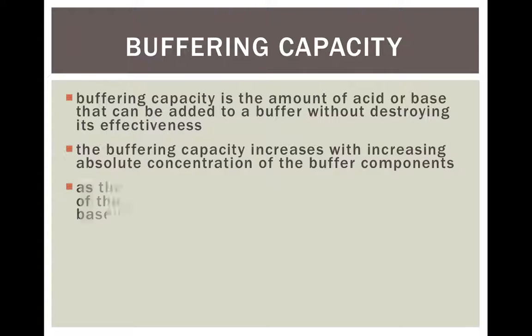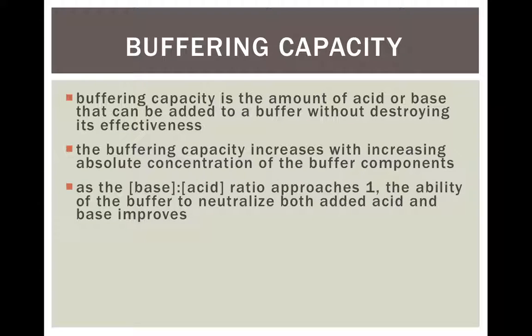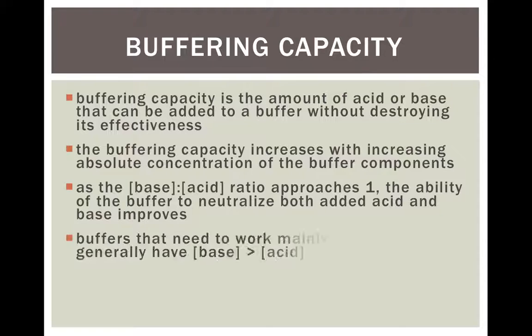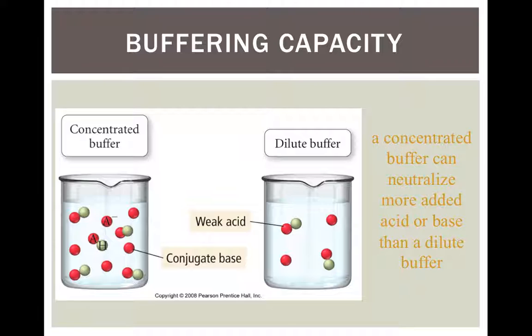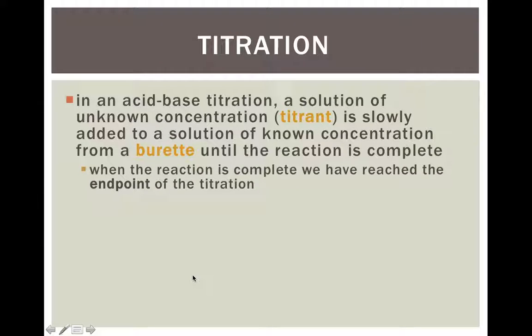So buffering capacity is the amount of acid or base that can be added without destroying the effectiveness. It increases with concentration of the components. As that ratio approaches 1, the ability improves. Buffers that need to work mainly with added acid generally have a base concentration higher than the acid, and then the opposite is true when you're adding base. It's going to have an acid greater than the base. So a concentrated buffer can neutralize more added acid or base than a dilute buffer, and the real reason is look at the amount of free anions and H pluses that are there just to absorb the added acid or base.